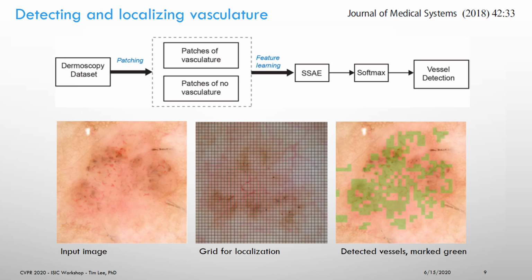The system used a patch strategy with 32 by 32 pixel patches, so that a skin lesion is divided into many small patches. Each patch is examined for whether there is an absence or presence of vasculature based on the SSAE features. At the end, the locations of the patches are identified and indicated by green patches.